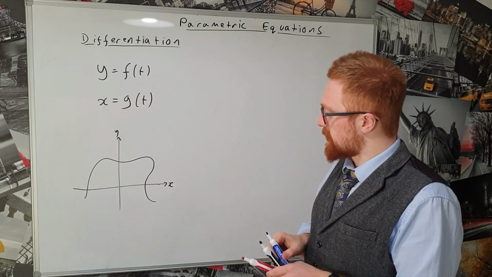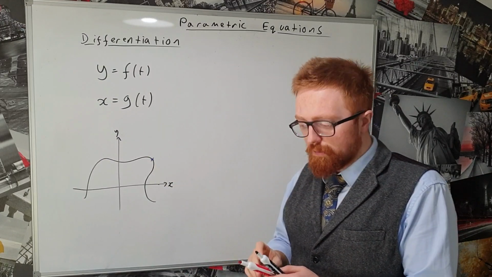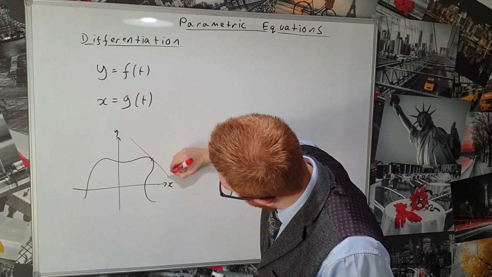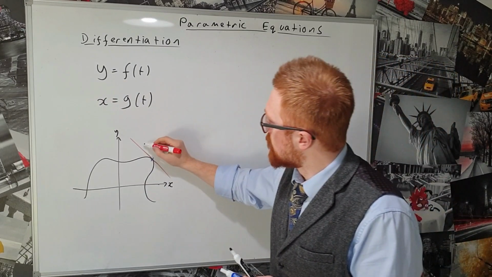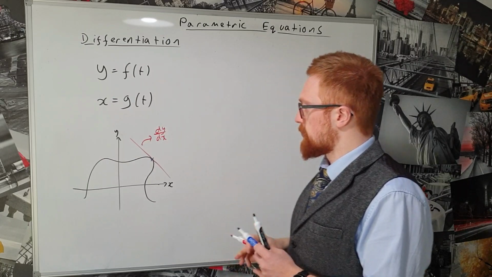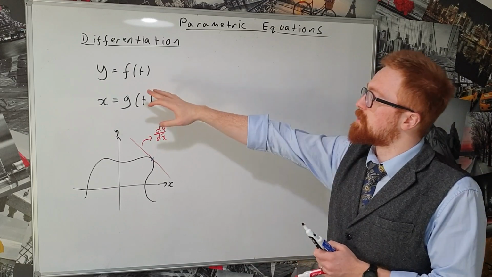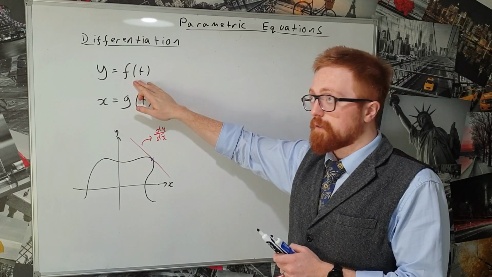So it might be sensible to ask, at a specific point on our curve, what is the gradient of the tangent at that point? And as we know, gradient is given by dy/dx. Now this causes a little bit of a problem here because we don't have y as a function of x, we have y as some function of t.